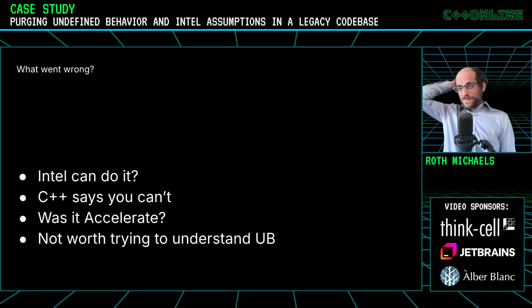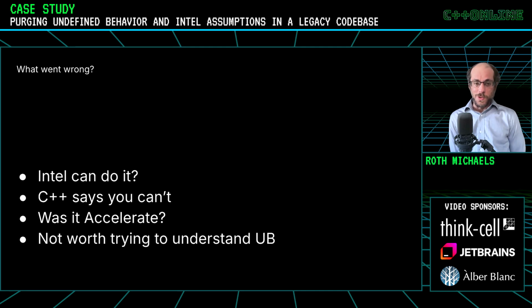So again, what went wrong? Was it that, as I said, Intel says you can do this, C++ says you can't, so maybe it was something about the C++ compiler itself doing something strange? We were passing this off to the Accelerate framework on Mac, where we saw these indeterminate test failures, and IPP on Windows. Was it something about the Accelerate framework requiring alignment that we weren't providing? As I said, I don't think it's really worth trying to understand what is going on with the UB. Just use the tools, identify it, and fix it.